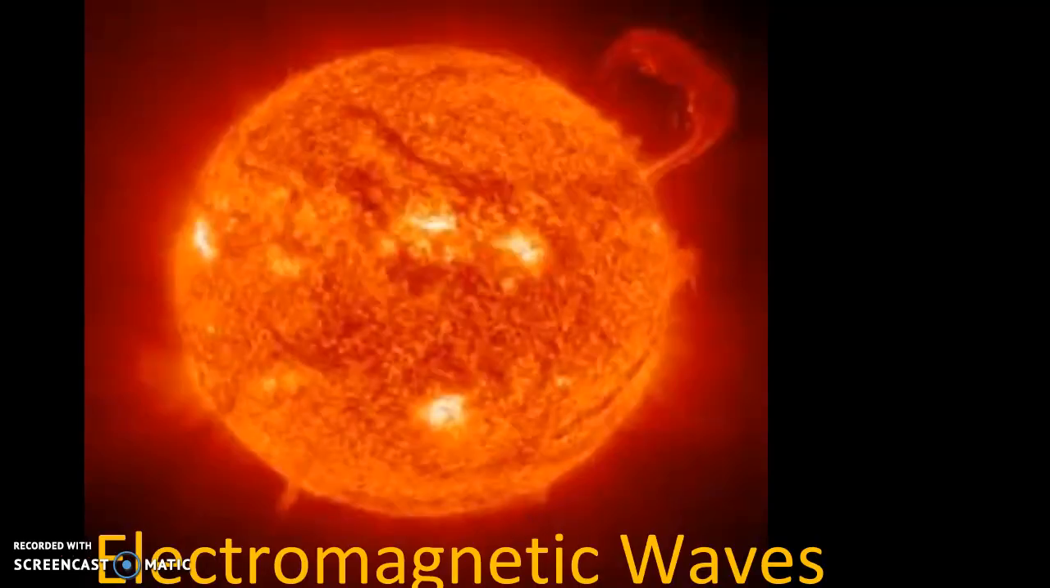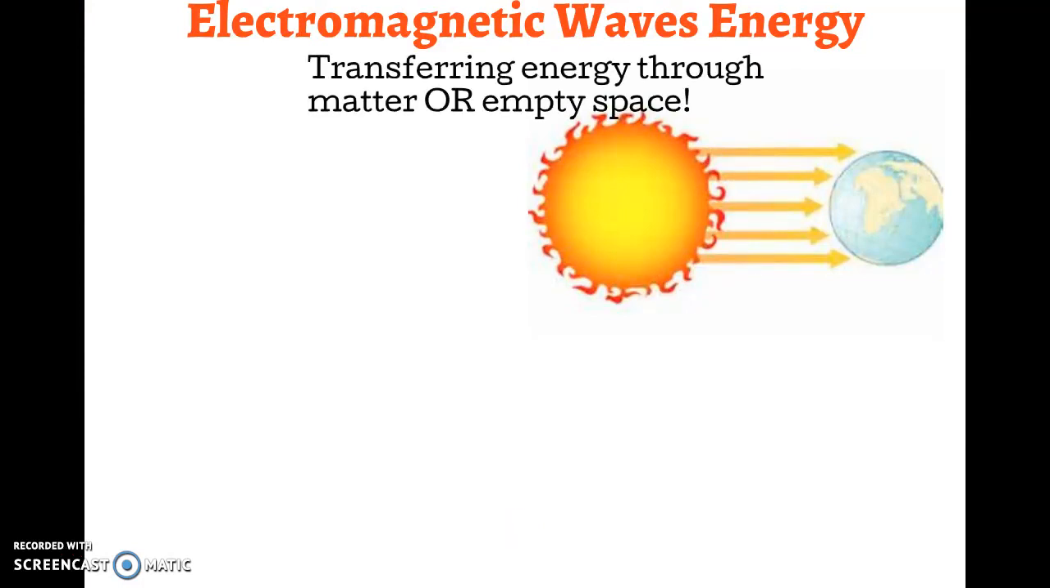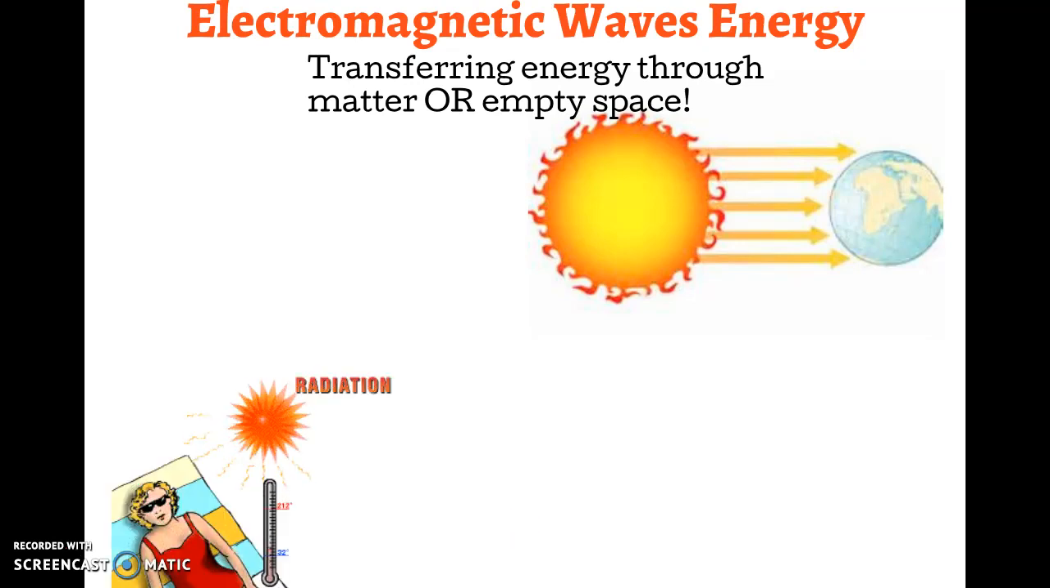Electromagnetic waves are another form of energy most commonly found from the sun. This is a special type of energy transfer because it can transfer through matter or empty space. This is the only type of energy that is able to transfer through empty space. It does not need matter to travel through.